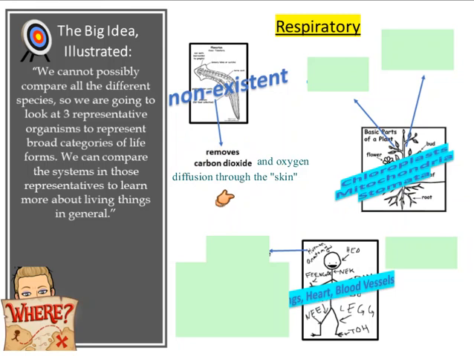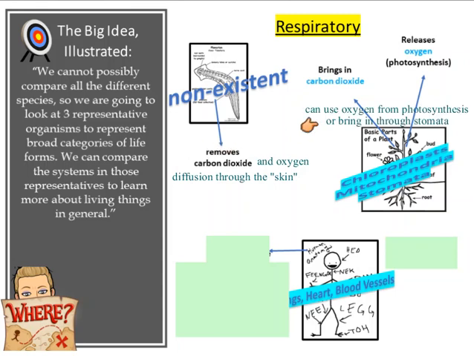Diffusion is the word. Plants don't have a so-called respiratory system, but they have a series of organelles and a structure on their leaf called stomata, which you could use to represent parts of the system. They bring in carbon dioxide and release oxygen, and they can use the oxygen from photosynthesis. The other way to bring it in again is through their stomata, those holes in the leaves.